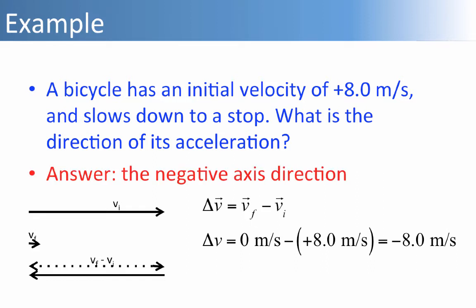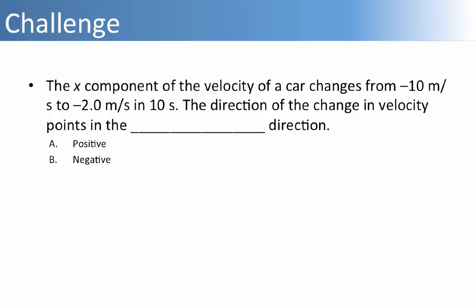So our answer to the question is that the acceleration is in the negative axis direction, whichever way that is. Let's do another example. Suppose the x component of the velocity of a car changes from minus 10 meters per second to minus 2 meters per second in 10 seconds. Does the direction of the change in velocity point in the positive or negative direction?